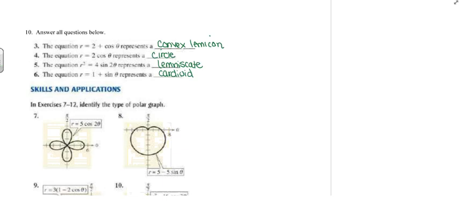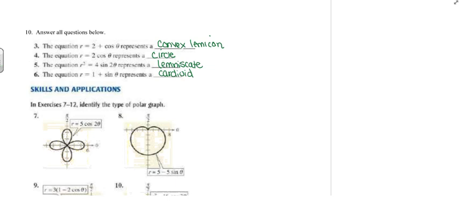All right, welcome back. So number 3 should have come out to be a convex lemniscate. Number 4 was a circle. Number 5 is a lemniscate. And number 6 should have come out to be a cardioid.